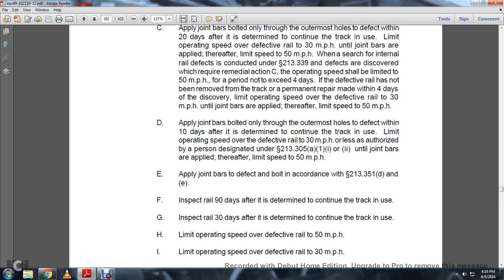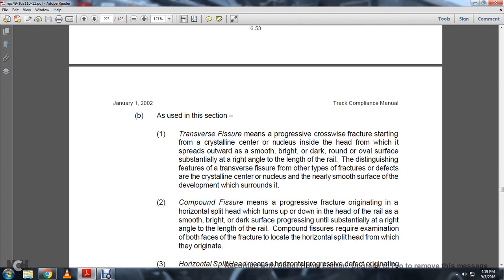E, apply joint bars to the defect in accordance with 213.351(d) and (e). F, inspect the rail 90 days after it is determined to continue the track in use. G, inspect the rail 30 days after it is determined to continue the track in use. H, limit operating speed over the defective rail to 50 miles an hour. I, limit the operating speed over the defective rail to 30 miles an hour. B.